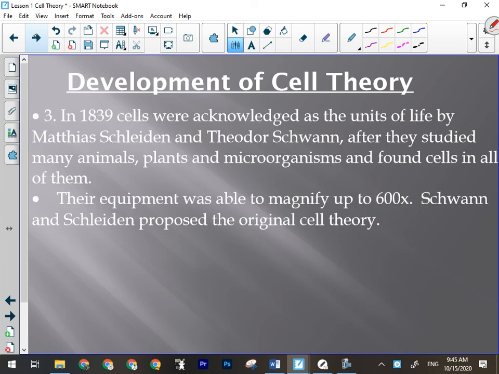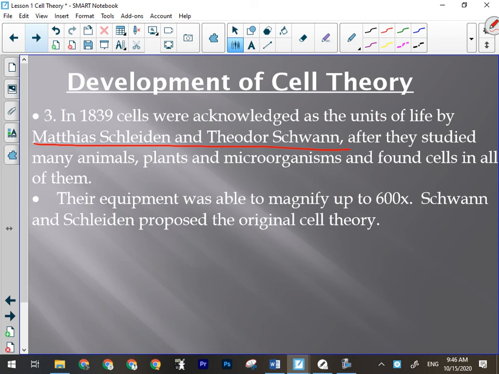All right, then 1839, these two guys come along, two Swedish scientists, Matthias Schleiden and Theodor Schwann. They come along and they are doing an experiment where their hypothesis is this: if cells are the basic unit of life and tissue from various organisms is viewed under the microscope, then the tissue samples will all contain cells.